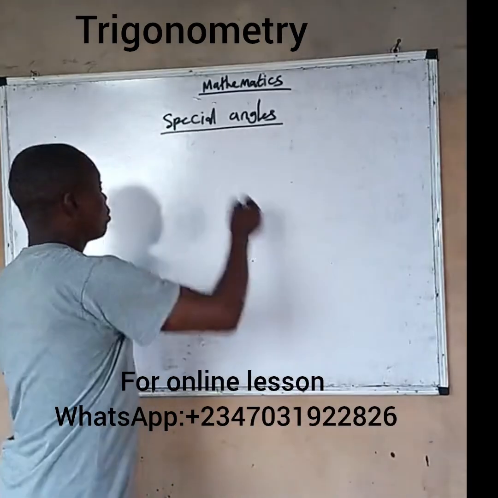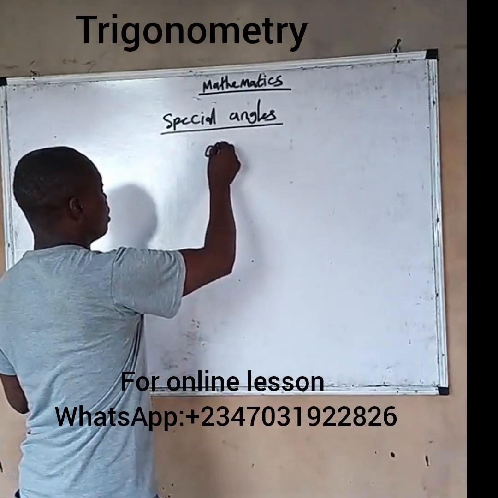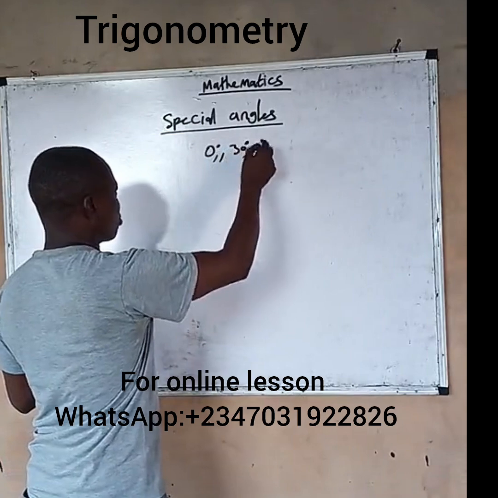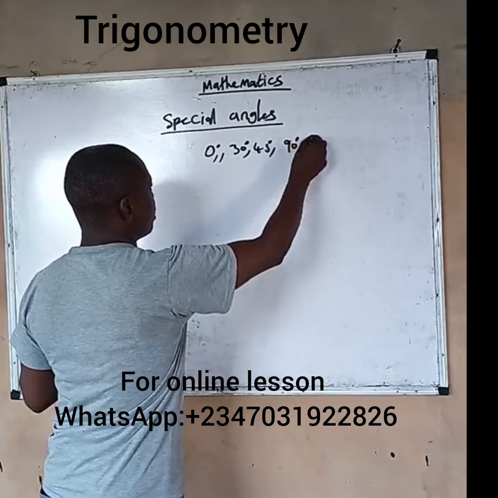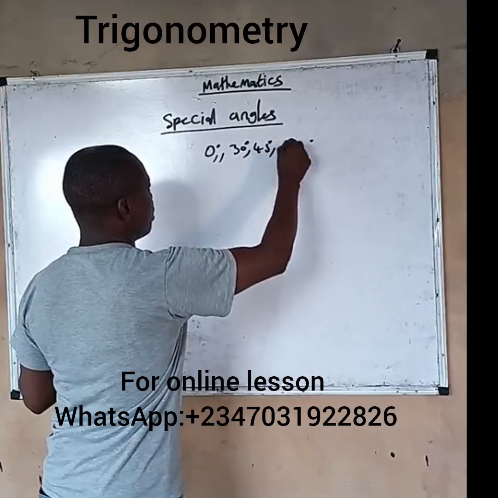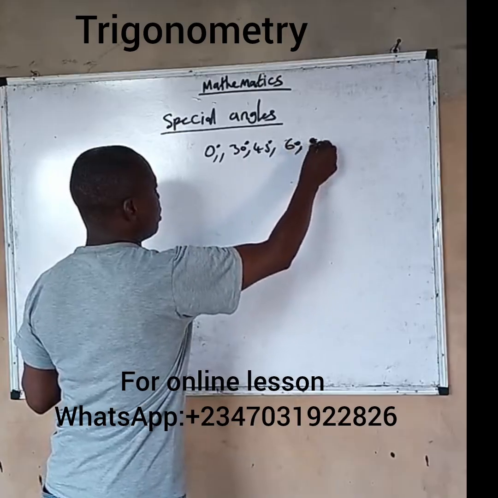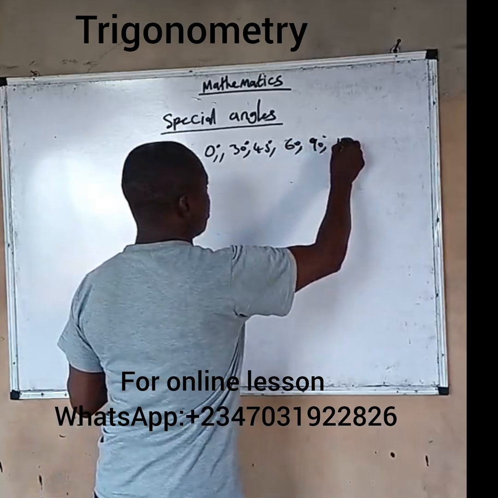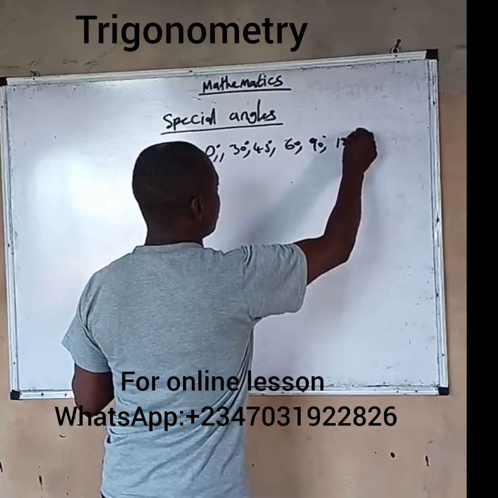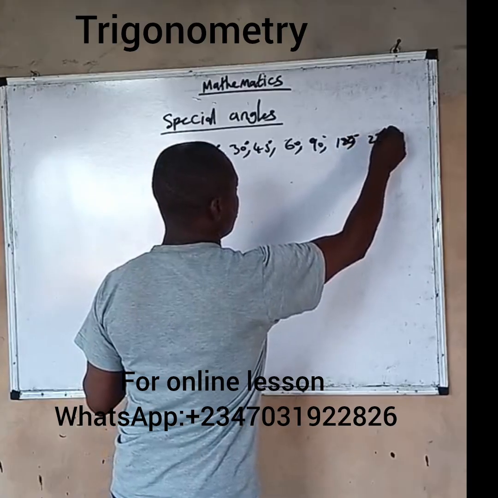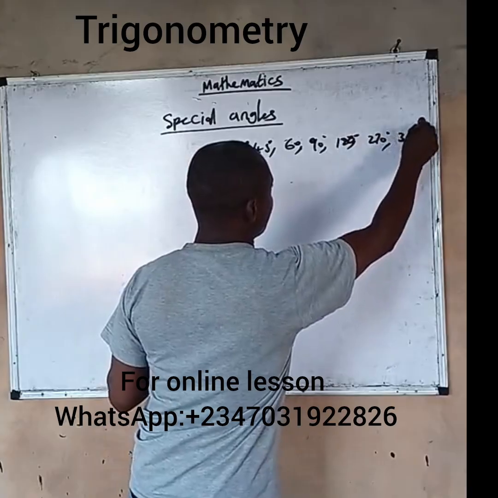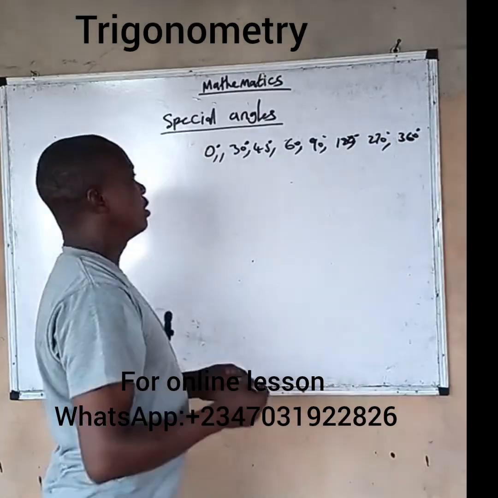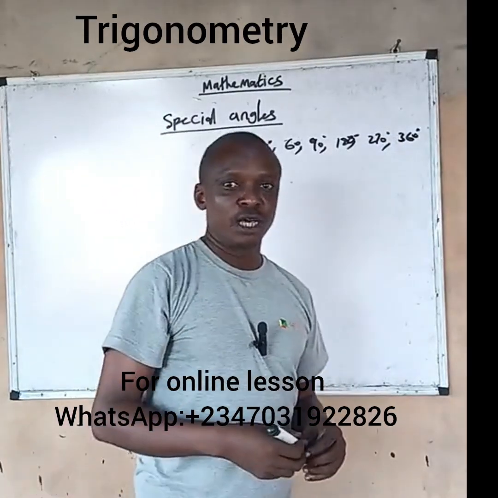So the special angles are usually 0 degrees, 30 degrees, 45 degrees, 60 degrees, 90 degrees, 180 degrees, 270 degrees, and 360 degrees. These are the special angles that we have.